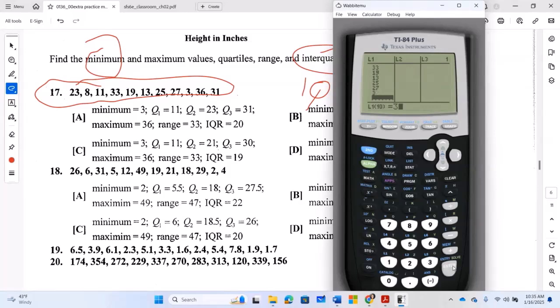3, 36, 31. All right, so I have entered all the data. I want to make sure that I entered all the data. So my calculator is asking me to put in the 12th number. So I already know that the sample size or the count is 11. Let me count. Make sure there are 11. 1, 2, 3, 4, 5, 6, 7, 8, 9, 10, 11.